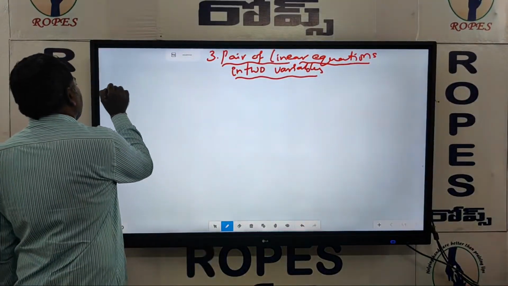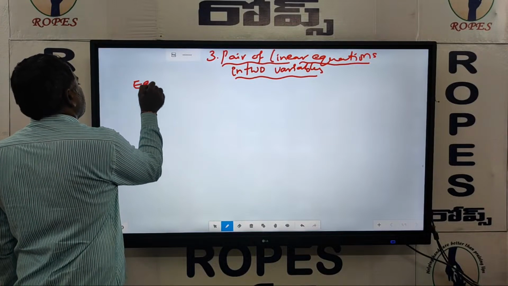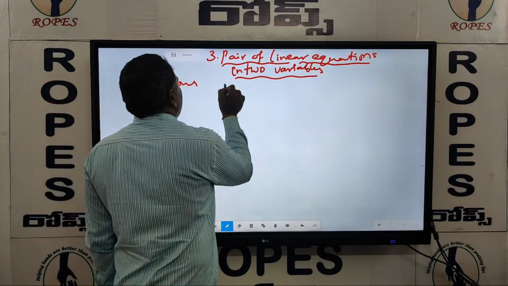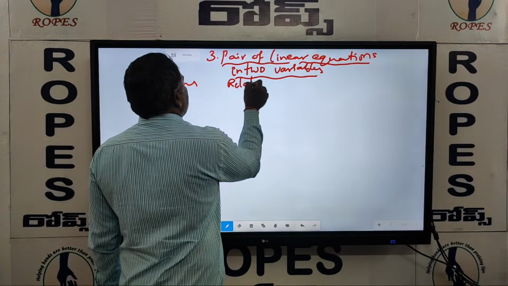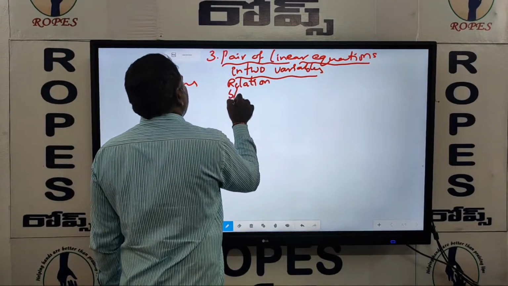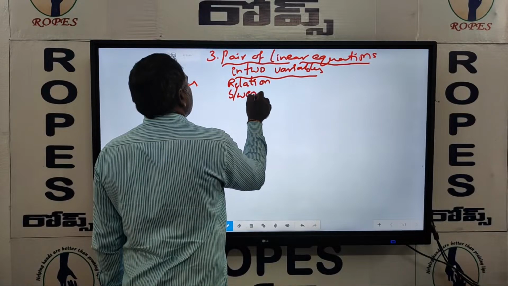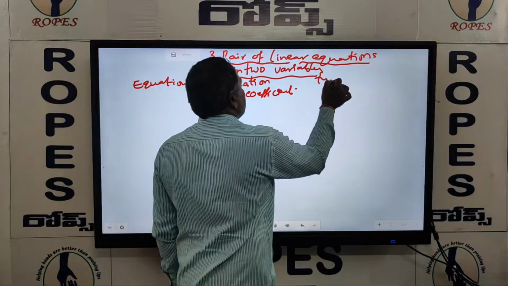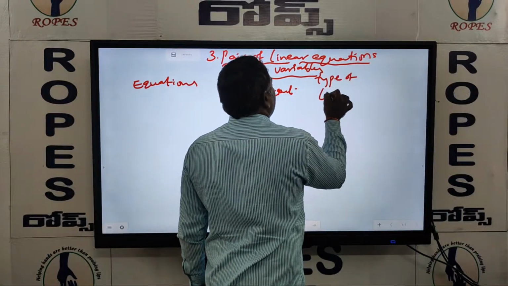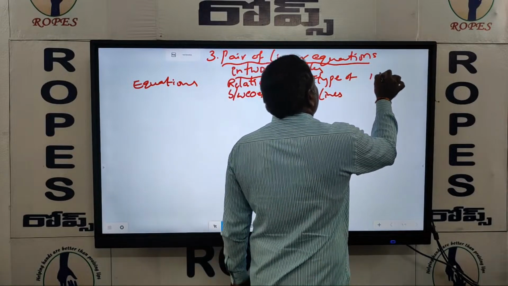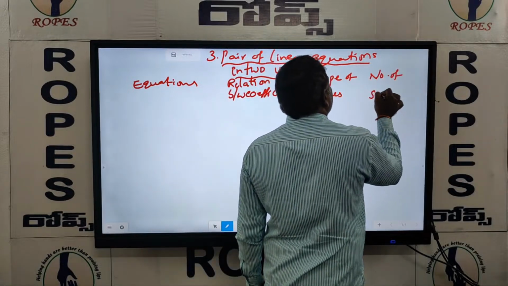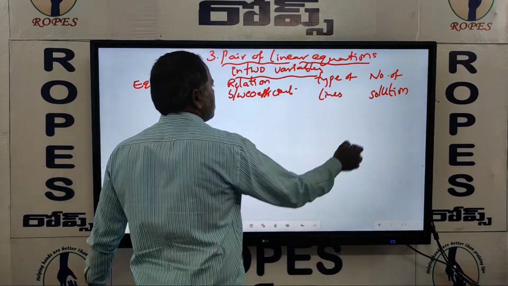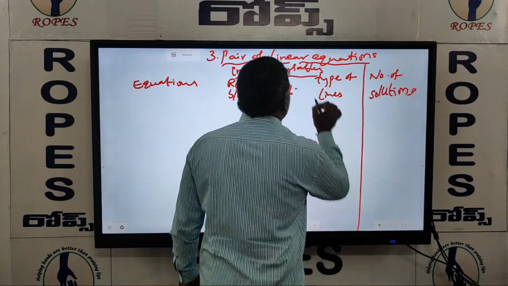So first here see, equations and relation between coefficients, type of lines and number of solutions. If you go through this, we will see this.